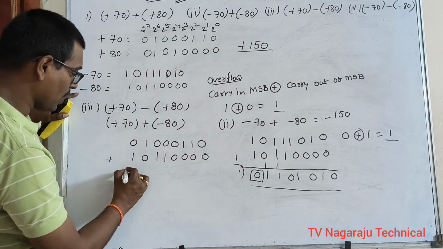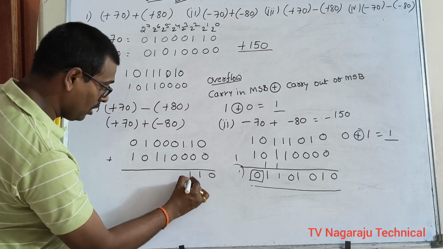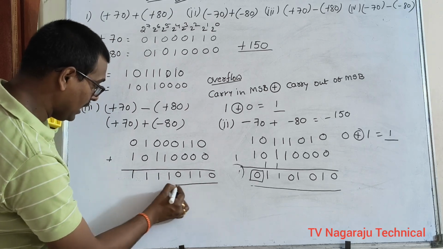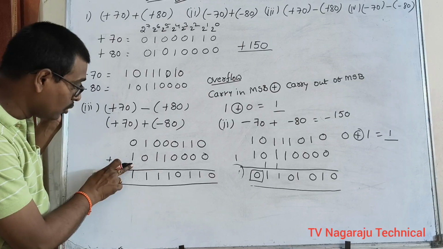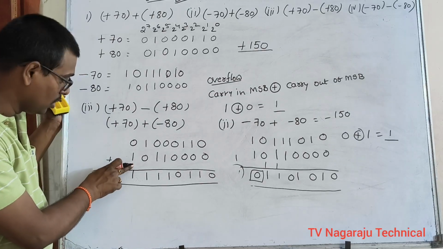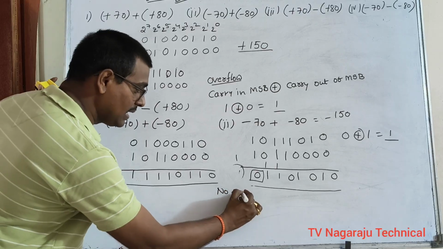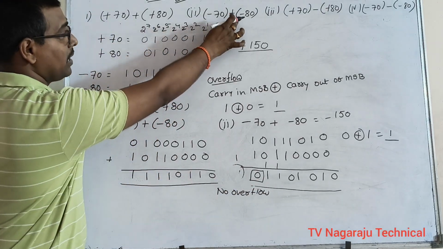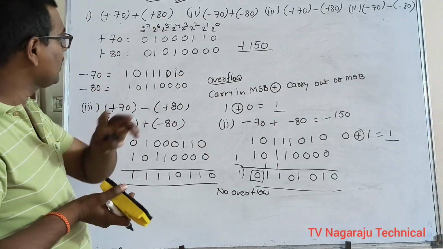Now do the addition. We are always doing the addition operation. 0 1 1 0 1 1 1 1. Here if you observe carefully, there is no overflow. Carry into the MSB is equal to 0. Carry out of the MSB is equal to 0. In case 3, we have no overflow. Only case 1 and case 2 contain overflow. Anyway, by keen observing, we are getting the answer.